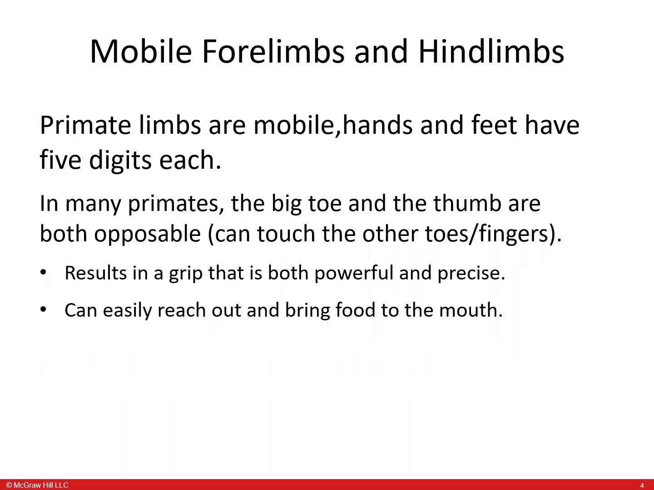Limbs are mobile, so hands and feet have 5 digits. In many primates, the big toe and the thumb are opposable, so that they can touch the other toes or fingers. This results in a grip that is both powerful and precise, and primates can easily reach out and bring food to the mouth.